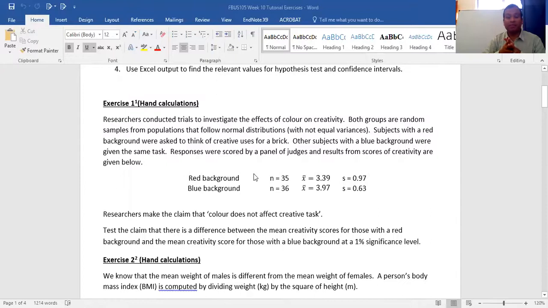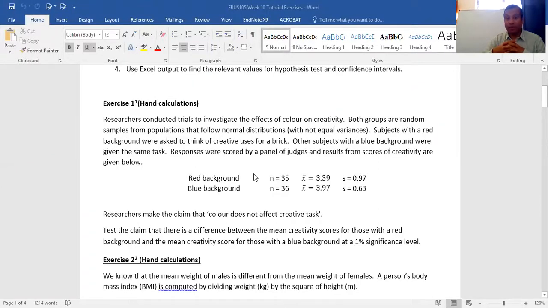What do you think about exercise number 1? Researchers conducted trials to investigate the effects of color on creativity. I mean, is it a red color which leads to more creativity, or a blue background? Both groups are random samples from populations that follow a normal distribution. And keep in mind, if they are different groups, they won't have equal variances, so unequal variances.